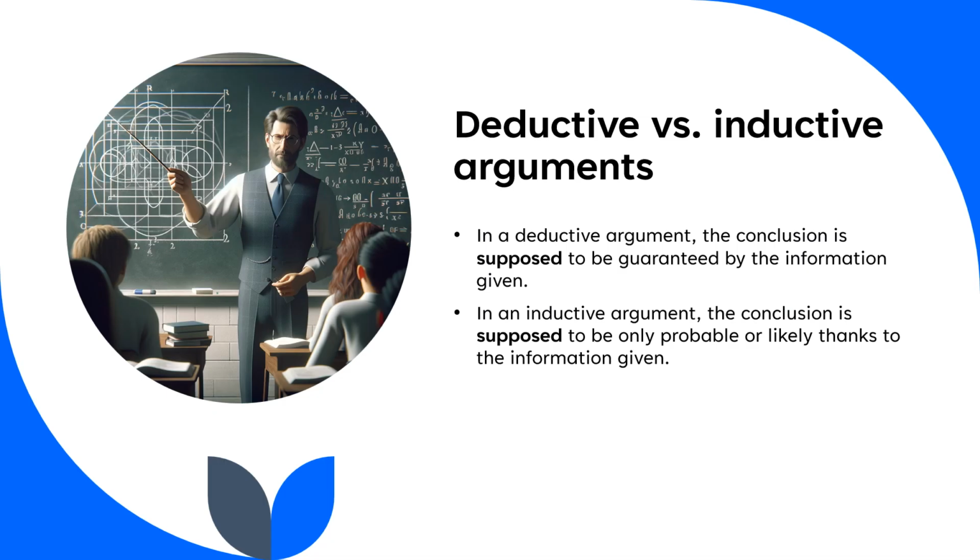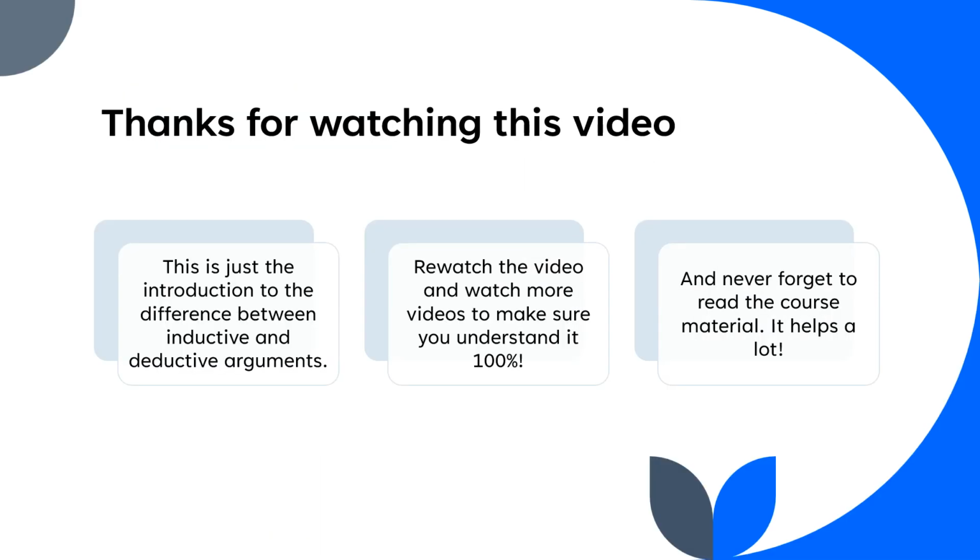All right, so in conclusion, a deductive argument is where the conclusion is supposed to be guaranteed by the information. Guaranteed 100%. Whereas in an inductive argument, the conclusion is supposed by the speaker to be only probable or likely, thanks to the information.